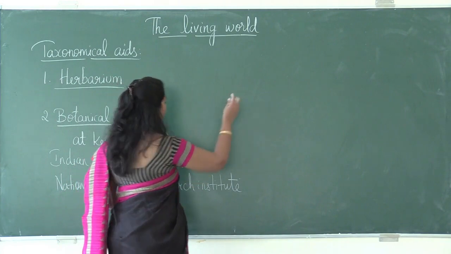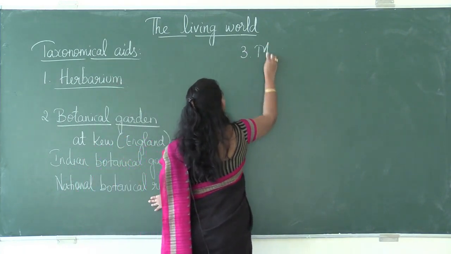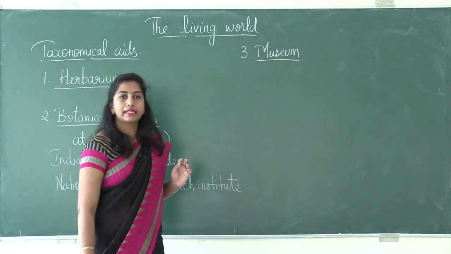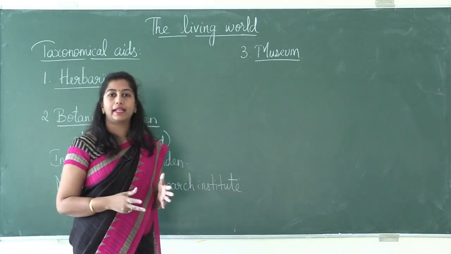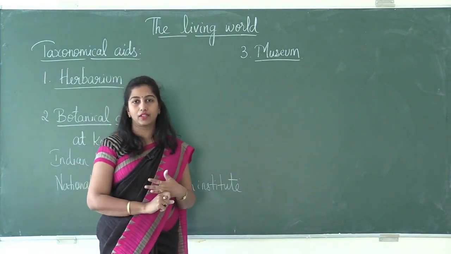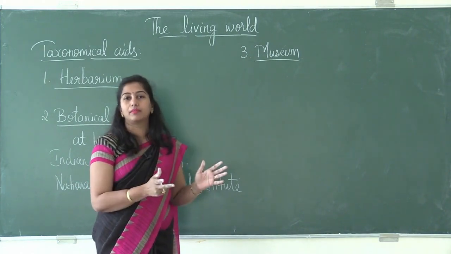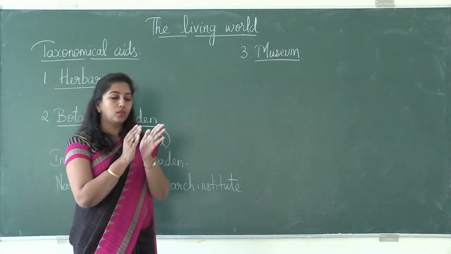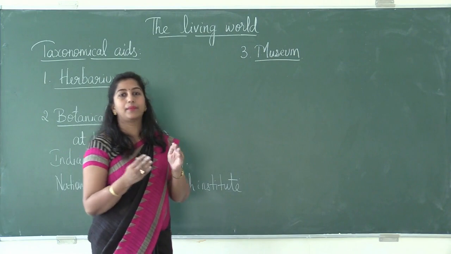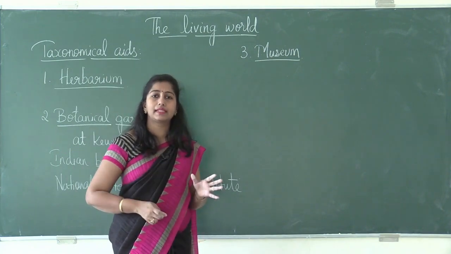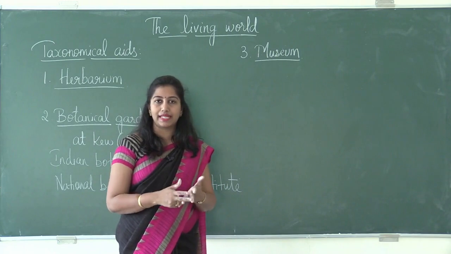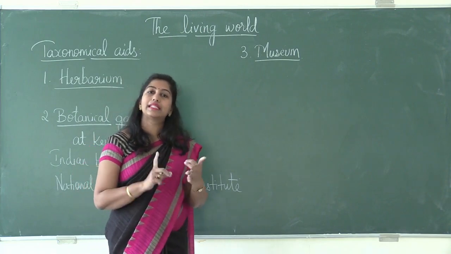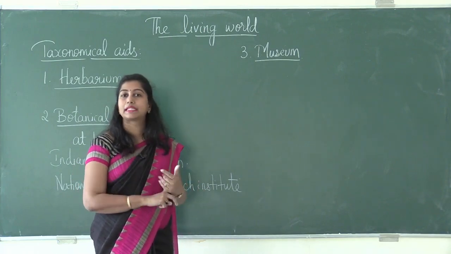The next taxonomical aid which we are going to study is the museum. A museum is usually maintained in educational institutions like schools and colleges. We will see different specimens in a museum. It may be plants or it may be animals. How they are preserved varies. In some plants and animals we see that it is preserved in a jar which contains preservative solution. Or we also see some specimens which are dried and preserved.